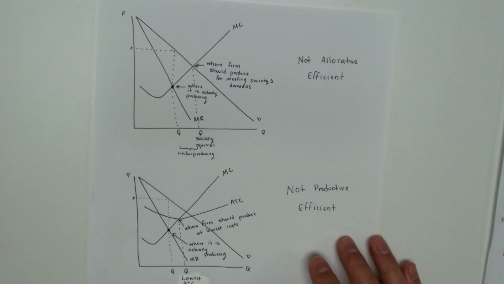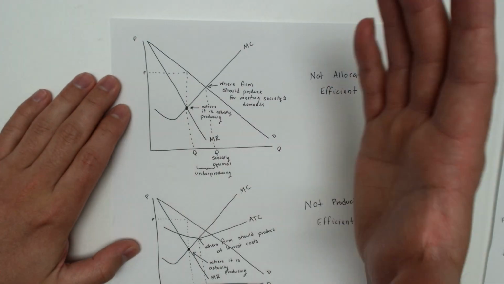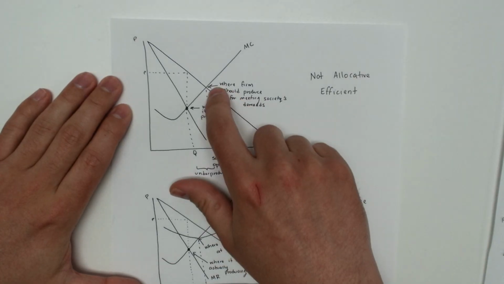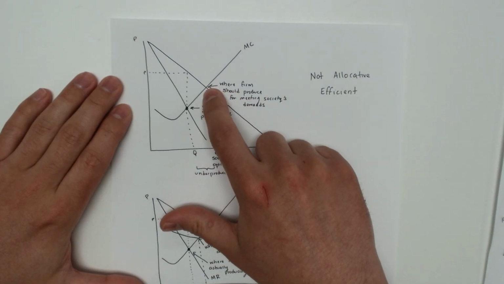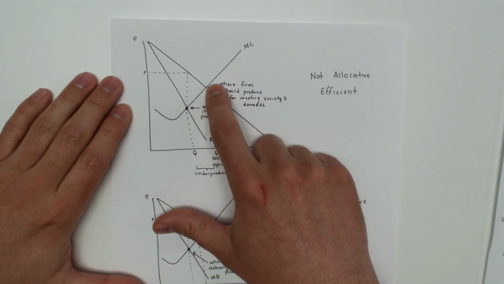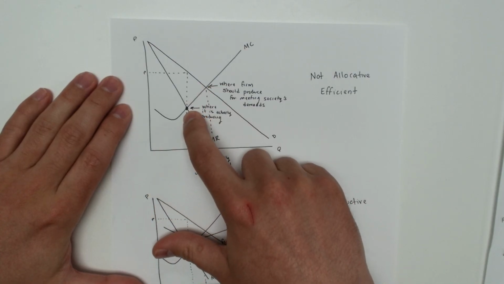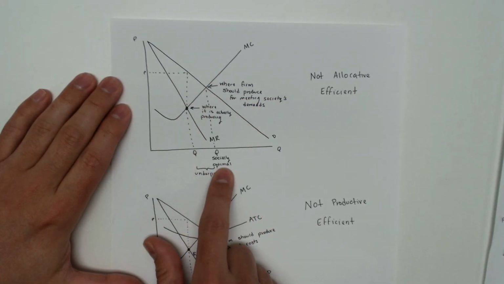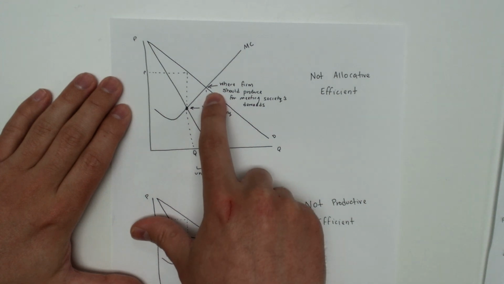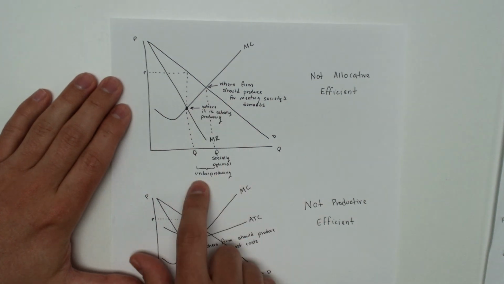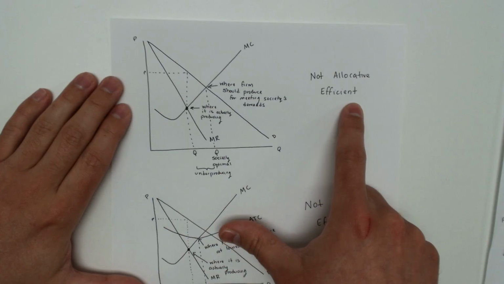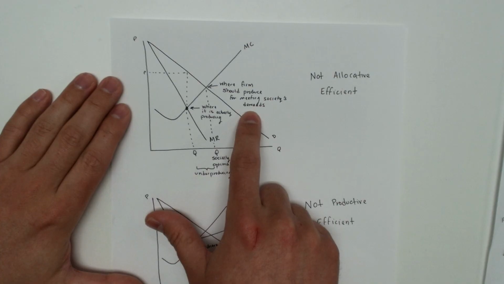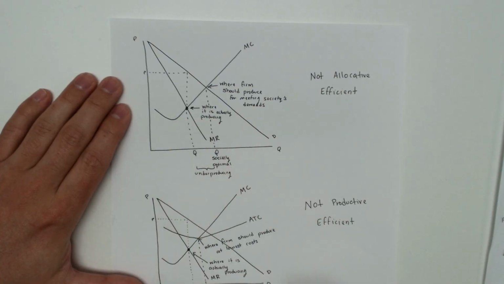Let's look at efficiency right here. So a monopoly is not allocatively efficient because to be allocatively efficient, the marginal cost has to be the same price as the demand for the item. But they don't produce at that level. They produce for MR equals MC right here, and then they charge up to the demand for the item. So they're producing less than the socially optimal quantity of demand equals the marginal cost. They're underproducing. So they're not allocatively efficient. They're not producing where the firm should produce to meet society's demands. Instead, they're producing here where they maximize their profits.